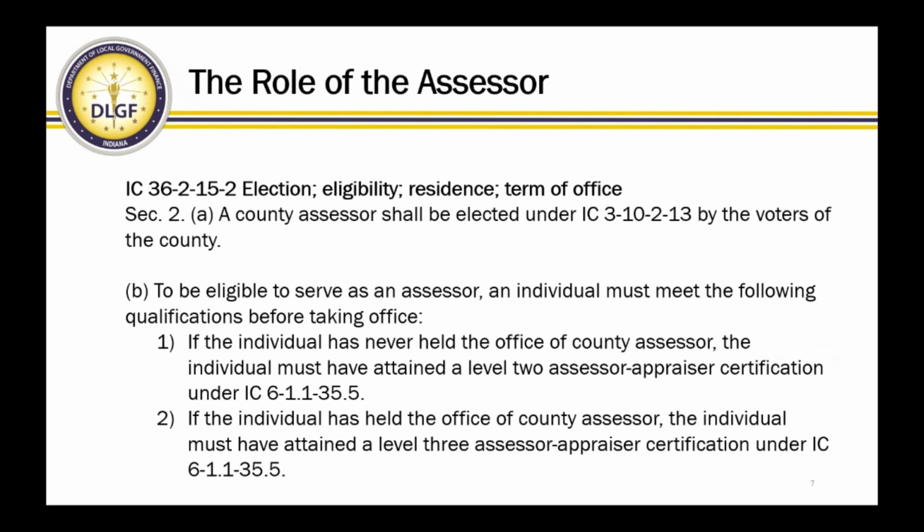So if I were elected as county assessor in 2022 and I had my level 2 by January 1st, 2023, when I took office, I, in essence, would have 4 years to get my level 3. And the reason I say 4 years is because I would have met that criteria for holding the office of county assessor, and I would have to have my level 3 certification upon taking office in, say, January 1st, 2027. So basically, level 2 if you've never held the office, level 3 if you've held the office are the requirements for the certification.